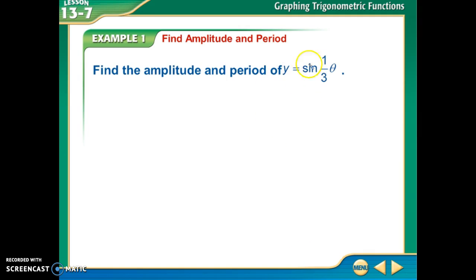So if I look for the amplitude, remember that's always the a that's out front, so in this case it's 1. So my amplitude of this graph is just 1. That means it goes up to 1 and down to -1. My period, I'm going to plug into my equation.